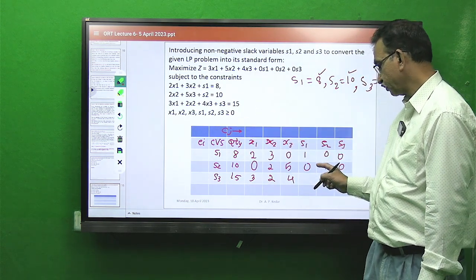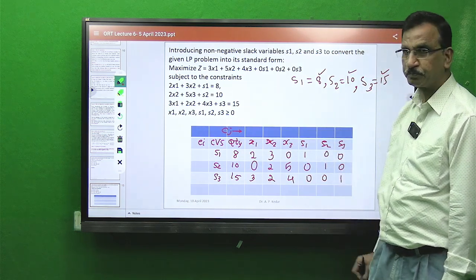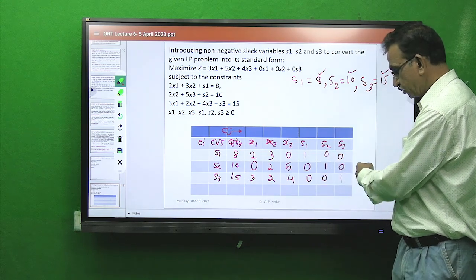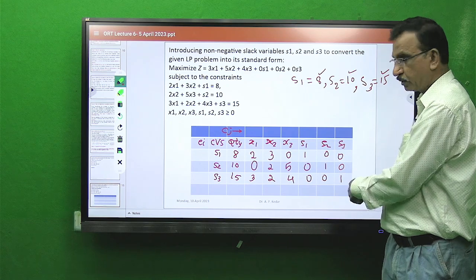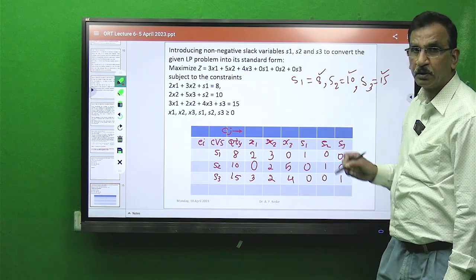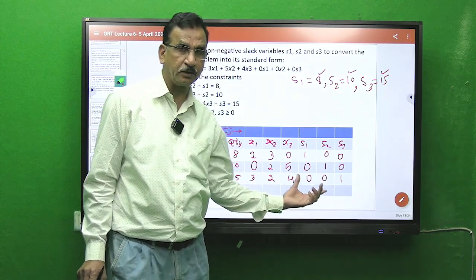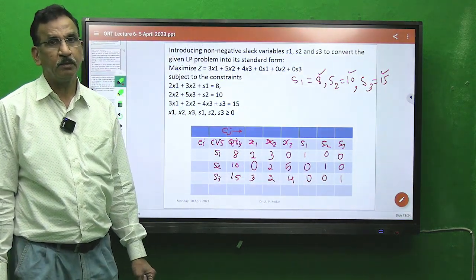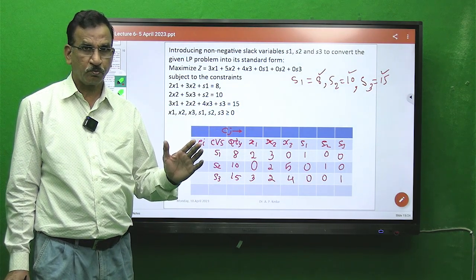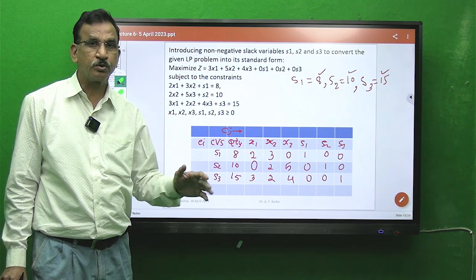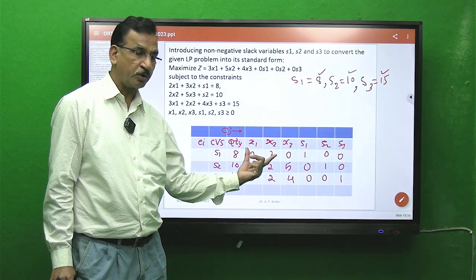Only S3 is present, so there is no presence of S1, S2 in this. So 0, 0, 1. See this 1, 0, 0, 0, 1, 0, 0, 0, 1. We have seen in our earlier semesters that this is called the identity part, which is represented in the matrix as 1, 0, 0, 0, 1, 0, 0, 0, 1. So this is the identity part, and this is the main body part.